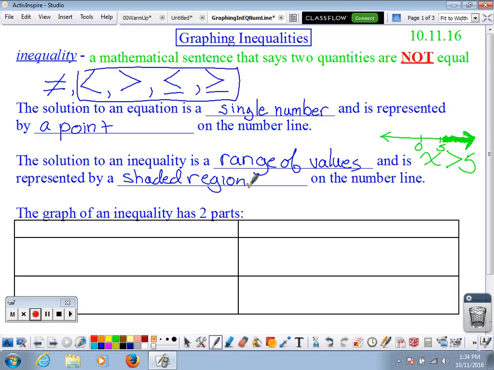So there's two parts to how we graph this inequality. Okay, the first one is the direction that we shade. Or I should say the second one is the direction where we shade. Okay, and we kind of saw that one already. We'll talk a little bit more in detail about it. But the other part has to do with the circle.